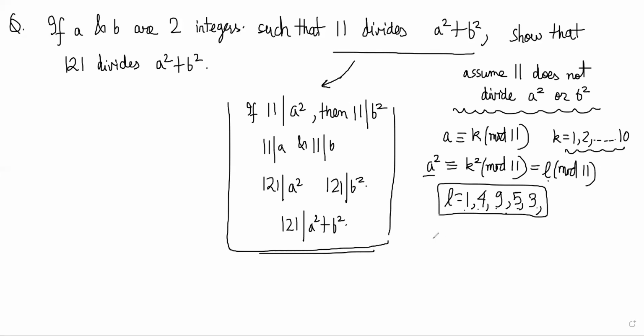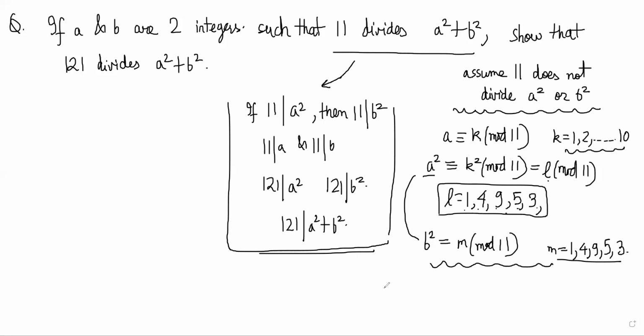Similarly, B square in the same manner will be M mod 11, which will also be 1, 4, 9, 5 or 3 only. Because there is no difference between A and B, the same thing works for B square also. Now A square plus B square will be L plus M mod 11. Let's see what it is coming to.